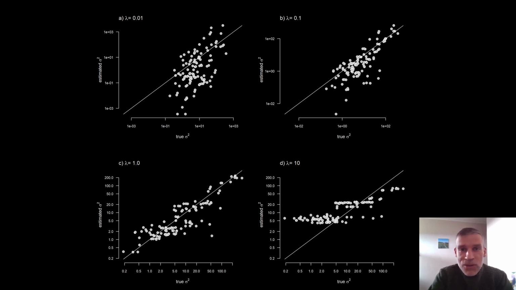In this specific case, the strongest correlation is observed for lambda equals 1, but this particular best value of lambda will really depend on the scale of our data and the phylogeny.